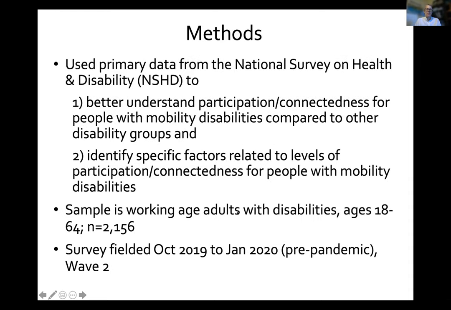Next slide. We used primary data from the National Survey on Health and Disability, which Catherine mentioned early on, or the NSHD. We had two aims with the study. First, we wanted to better understand participation and connectedness for people with mobility disabilities compared to other disability groups. And then we wanted to identify specific factors related to levels of participation and connectedness within that group of people with mobility disabilities. The sample for this study is working age adults with disabilities ages 18 to 64, total sample size of 2,156 survey respondents.